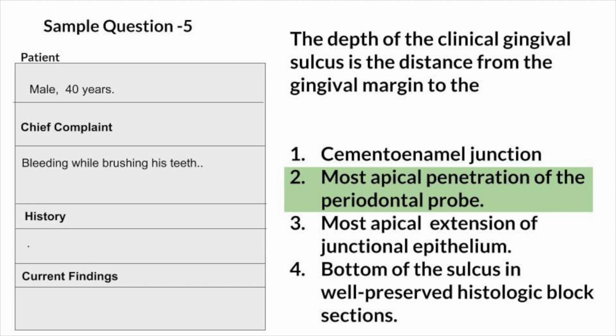The depth of the clinical gingival sulcus is the distance from the gingival margin to the most apical penetration of the periodontal probe. The histological gingival sulcus is the distance from the gingival margin to the base of the gingival sulcus in histological sections.